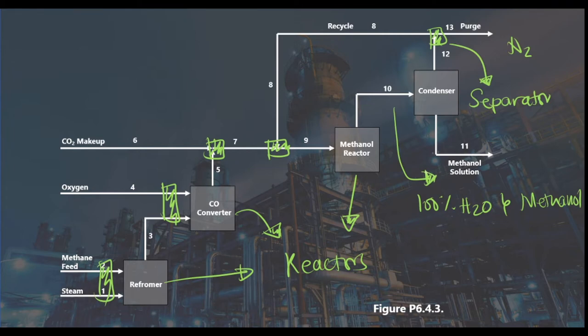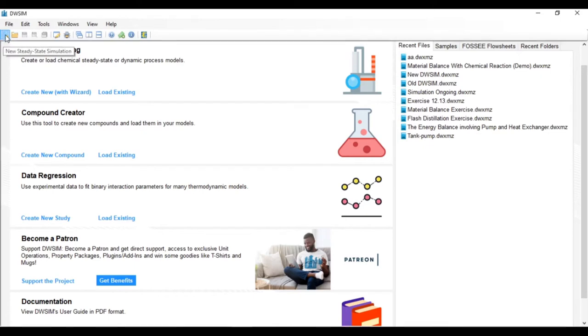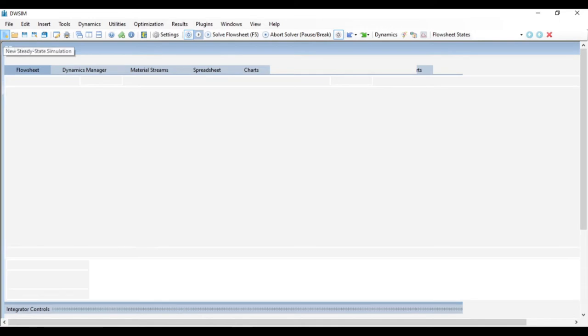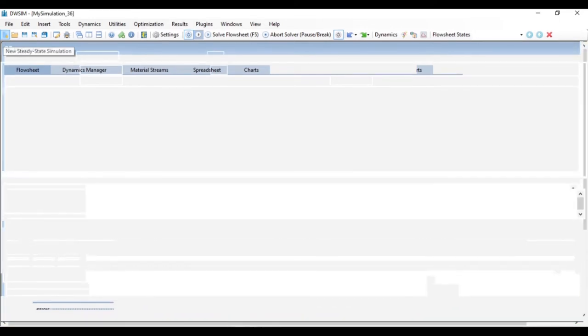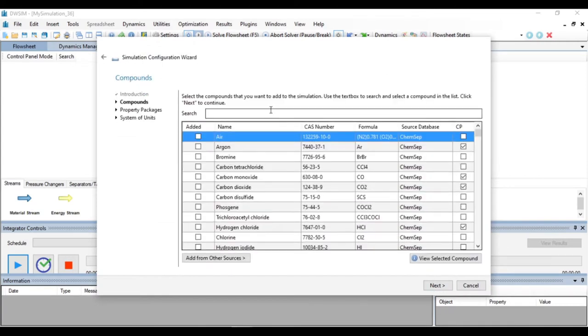Now we will solve it using DWSIM. Okay, now in DWSIM, we'll click new steady state simulation. Okay, let's wait. Okay, now we click next. We will add the compounds.